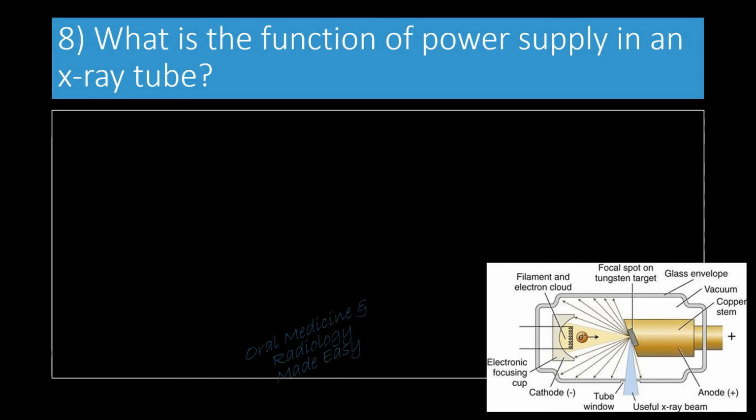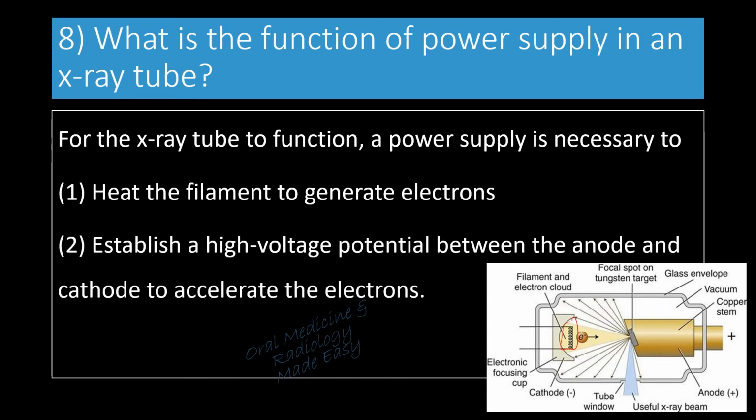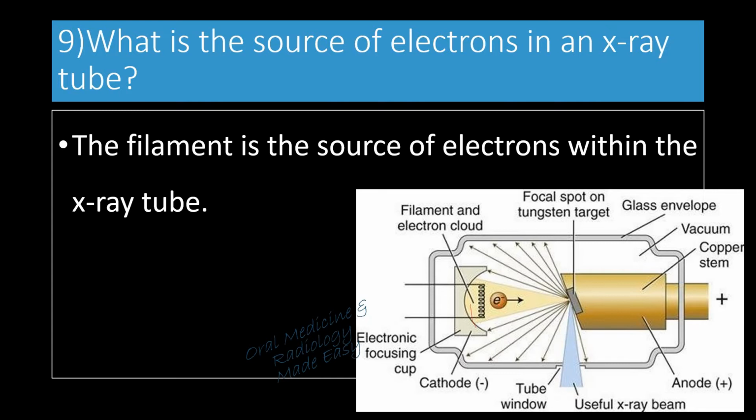What is the function of power supply in an X-ray tube? For the X-ray tube to function, a power supply is necessary to heat the filament to generate electrons, and to establish a high voltage potential between the cathode and the anode to accelerate the electrons. What is the source of electrons in an X-ray tube? The filament present in cathode is the source of electrons in an X-ray tube.